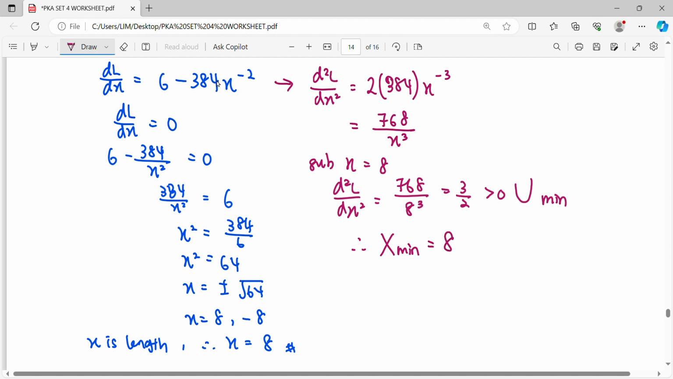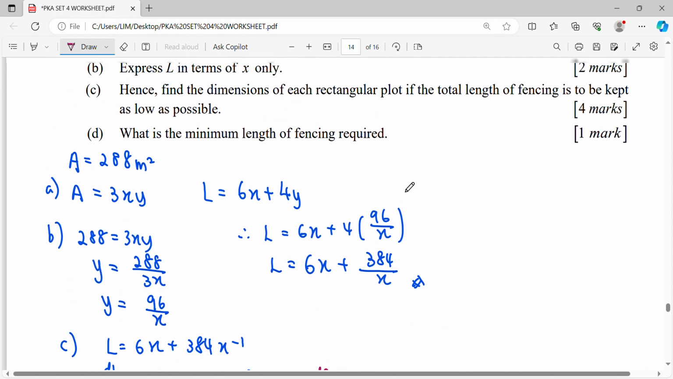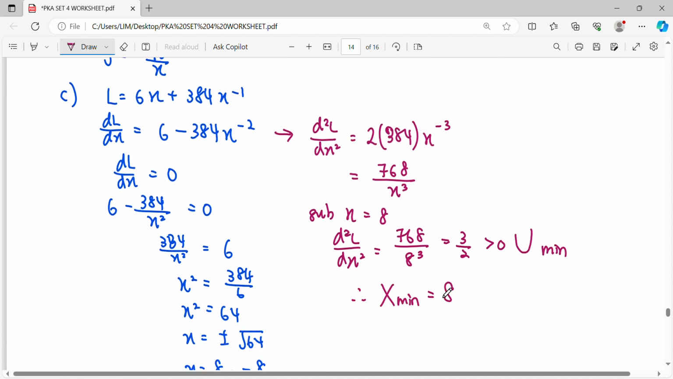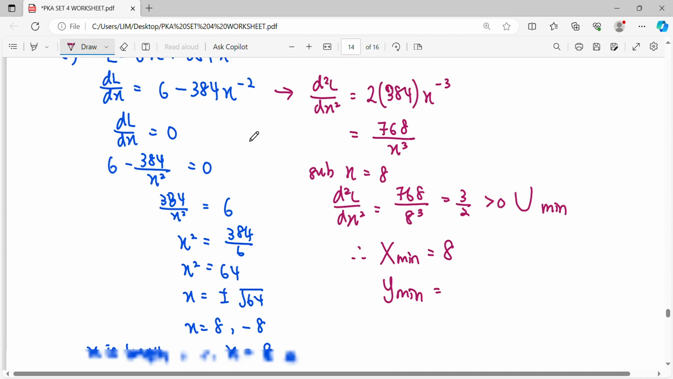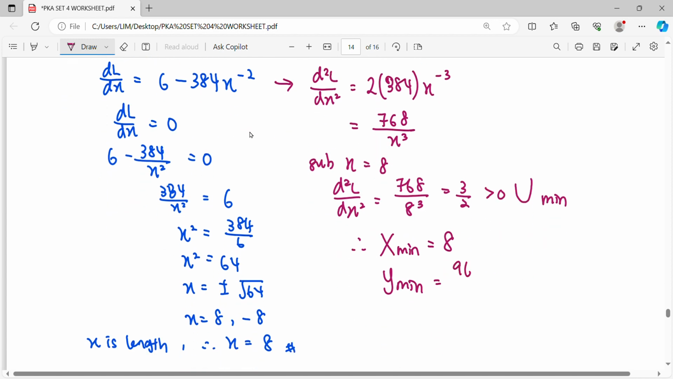So what's the question just now? The question is find the dimension, meaning you have to state out what's your x and what's your y, as low as possible, as minimal as possible. So when x is 8, what is the dimension of y? So we substitute to find y. y is in terms of this, y is equal to 96 over x. 96 over x, x is 8.